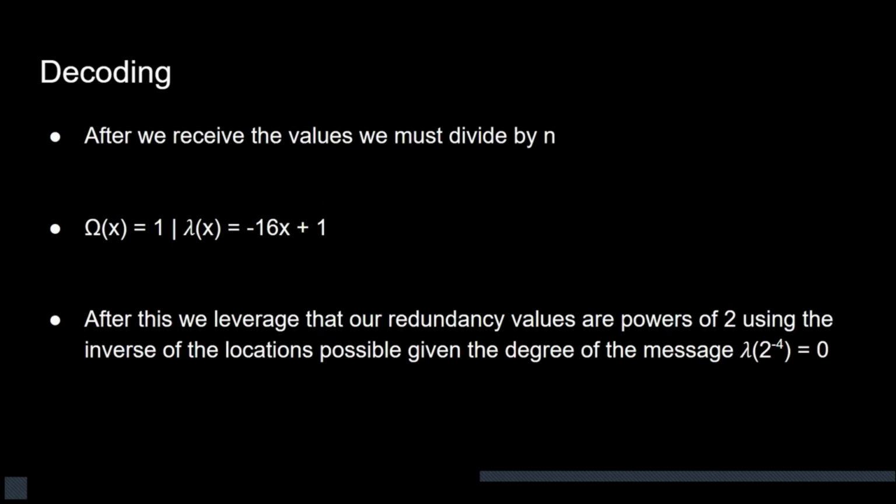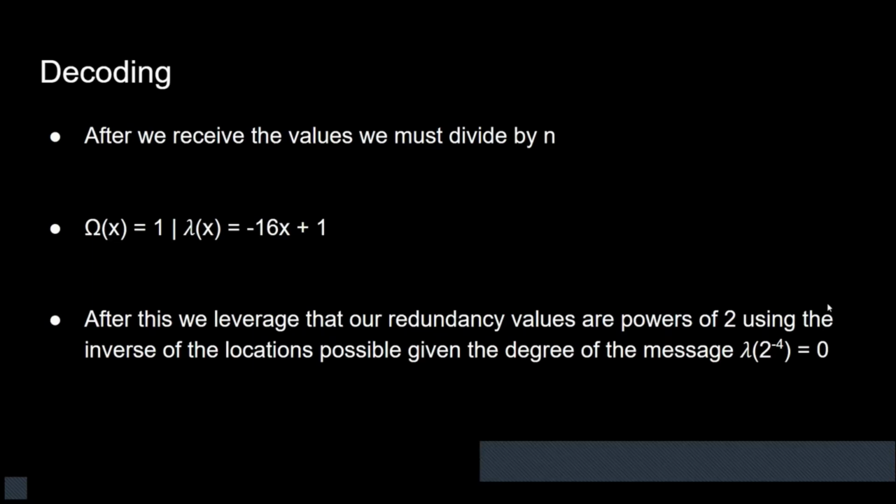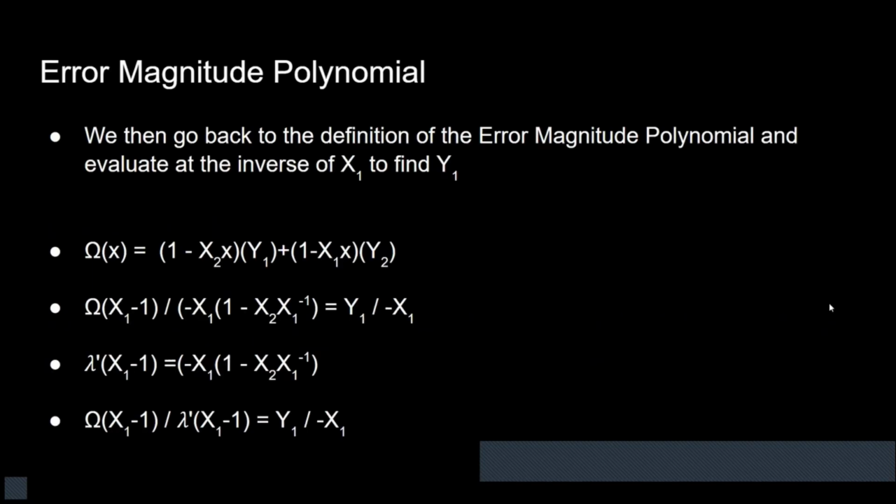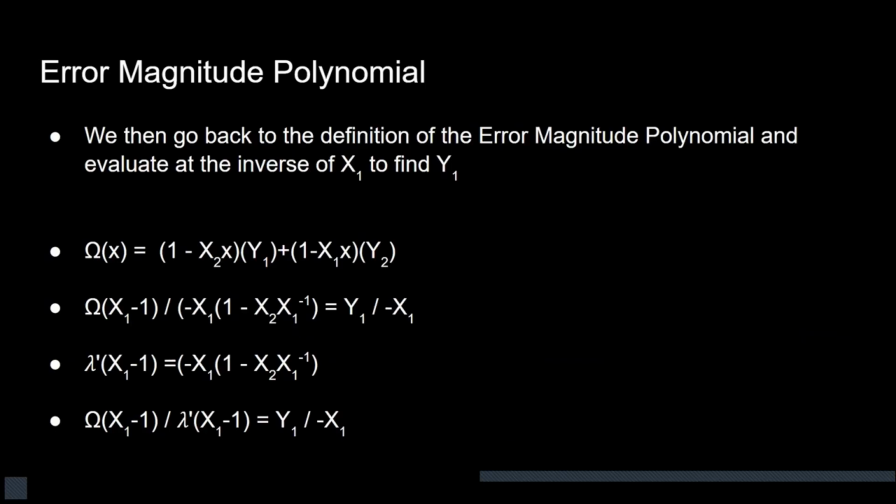After this, we need to leverage the fact that our redundancy values from the generator are powers of 2, using the inverse of the locations, and given the degree of the message, we will find out where our errors are. We then go back to the definition of the error magnitude polynomial and evaluate at the inverse of the x value to find the y value.